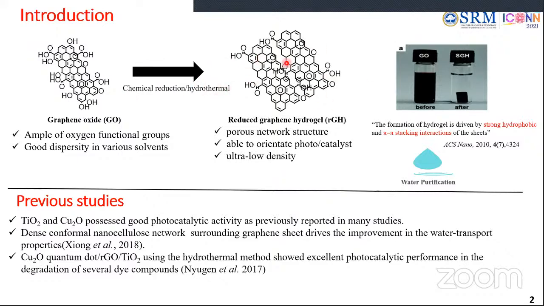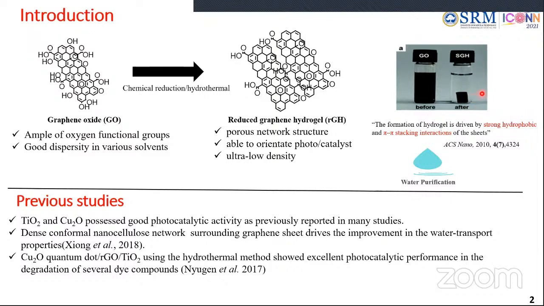Among the salient properties of this graphene hydrogel are its porous network structure, its ability to orientate catalysts or photocatalysts, and its low density. The figure shown here was published about 11 years ago, indicating the formation of gel using the hydrothermal method.